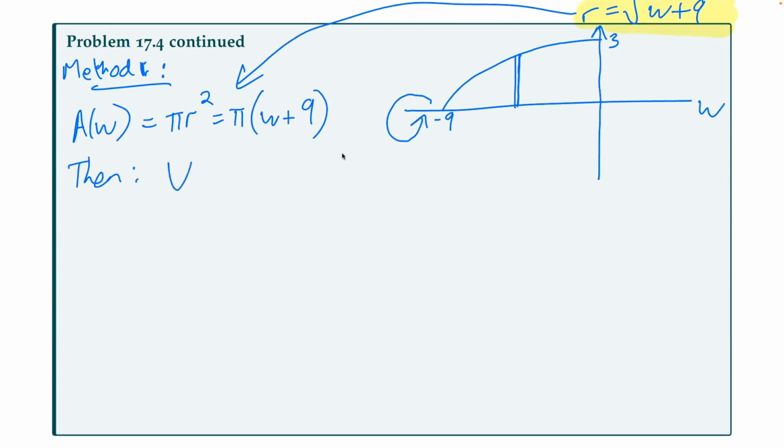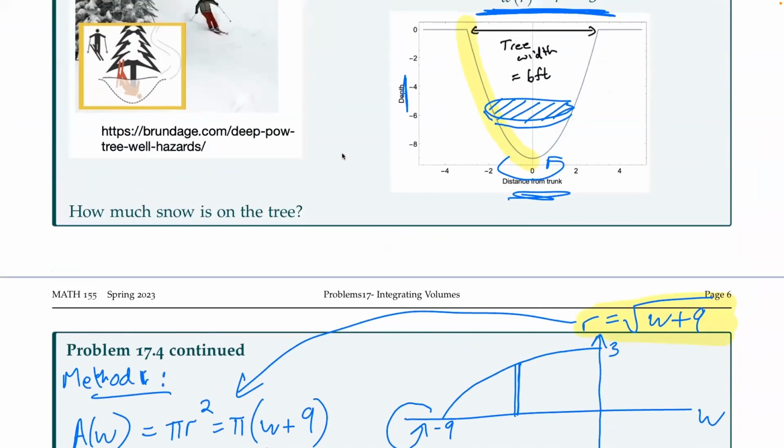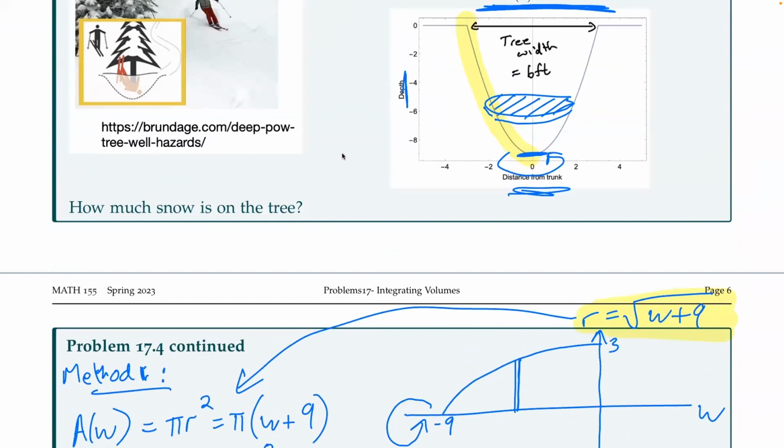And from here, we work out our volume just by taking the integral. Because we've got a formula for our cross-sectional area at a particular point, we can work this out exactly. We don't have to estimate it. We're going to go from -9 to 0. -9 because this is -9 here, this point at the bottom of our hole underneath the tree, our hollow.